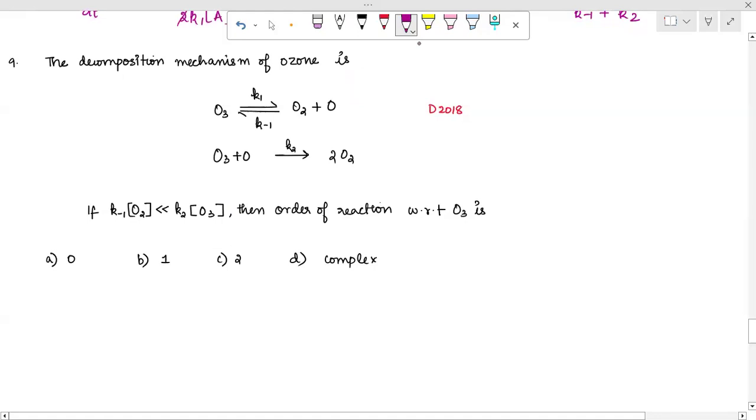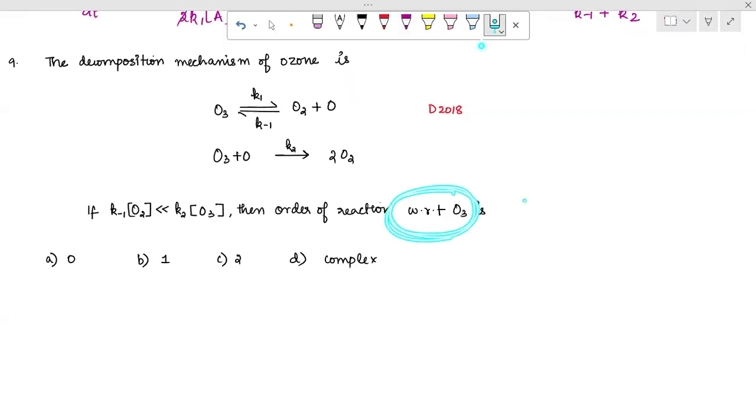So the decomposition mechanism of ozone is shown over here. And they have said that if K inverse O2 is very much less than K2O3, then the order of the reaction with respect to ozone is. So you have to read the question very, very carefully. They have asked the order of the reaction for which you need the rate of the reaction, of course. Correct? So rate of the reaction is going to be equal to, they have not mentioned the slowest step. So we need to take the final step as a rate determining step, that is equal to K2, concentration of O3 into concentration of O. Correct.